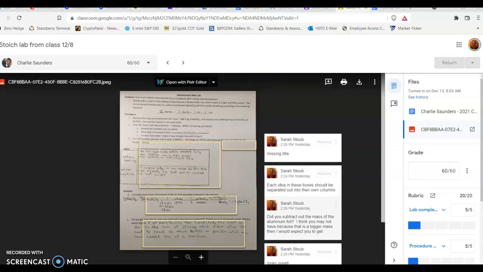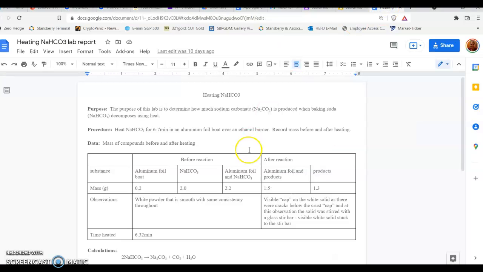You want to open up my lab and take a look at mine. Here's an example of my data table. See how I did before and after, just like you. But then I've got the different substances and their masses, and then I have observations. So yours was just kind of flipped on its side, which is totally fine. But whichever way you do it is completely fine. But you have the basics of all the stuff I do. I just arranged it differently.